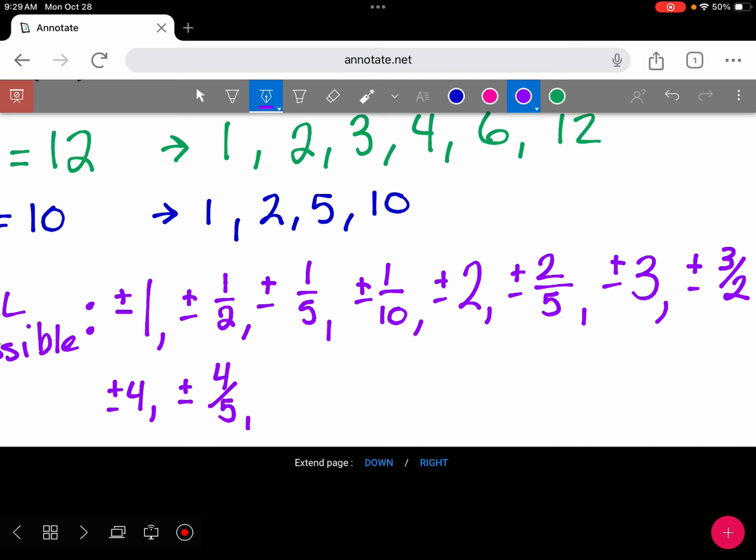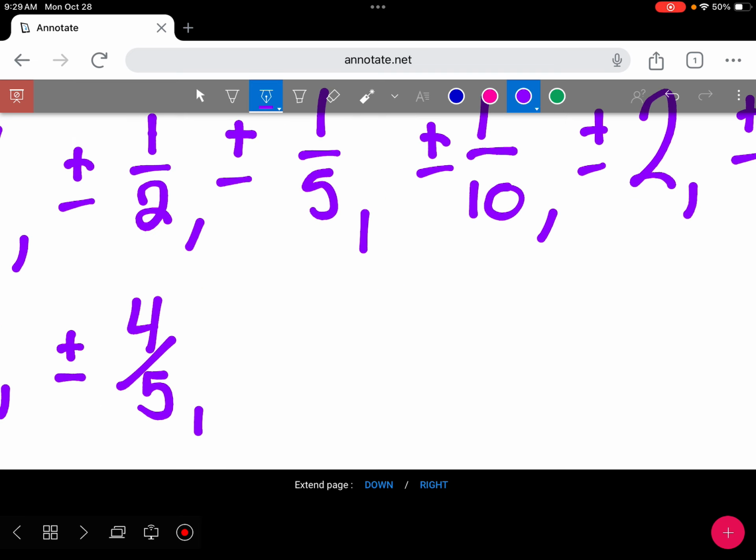Same vibe with the 6, plus or minus 6 over 1. That I don't have in here yet, so we need to make sure we get that. So plus or minus 6. 6 over 2, that's just 3. We've got 3. It's already in there. Then we're going to have 6 over 5. Don't have that yet. We're going to have plus or minus 6/5.